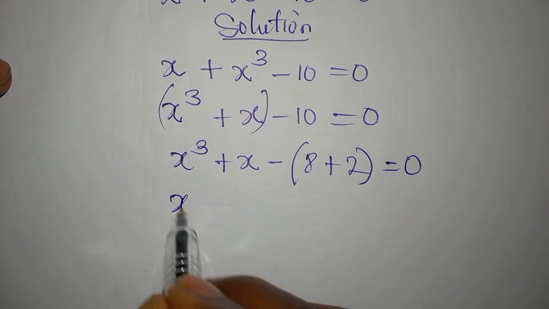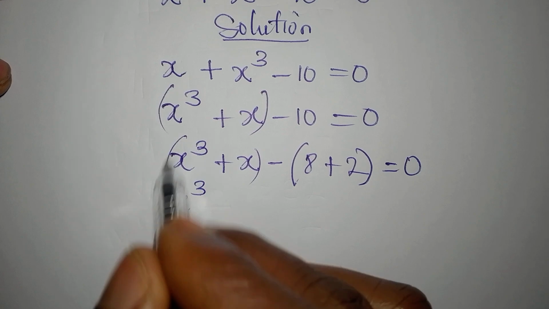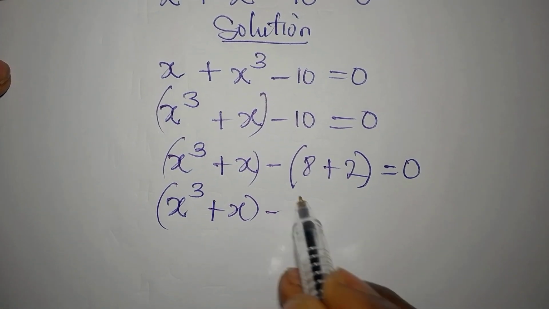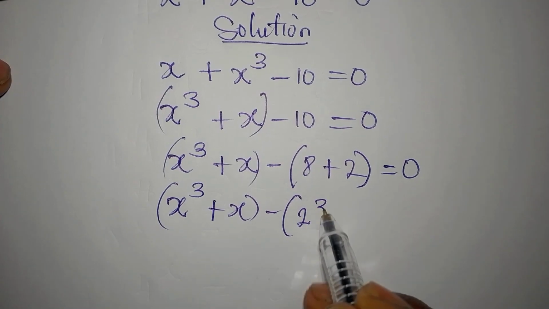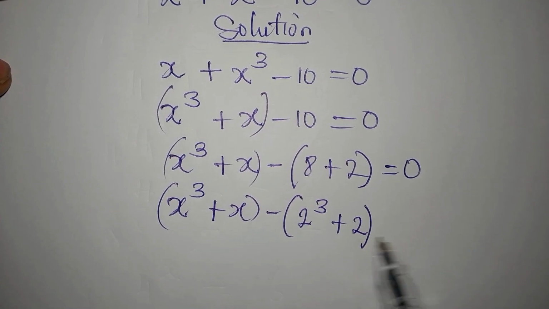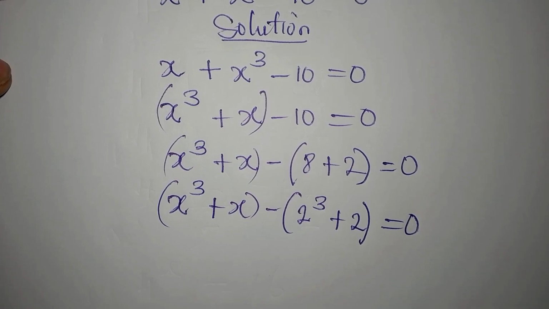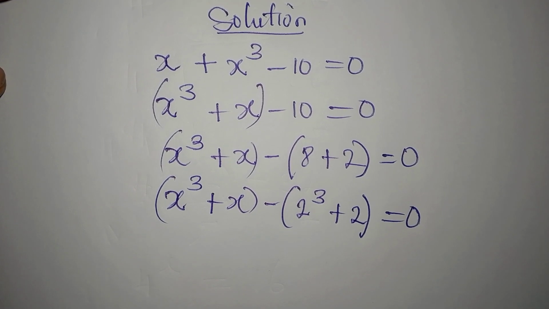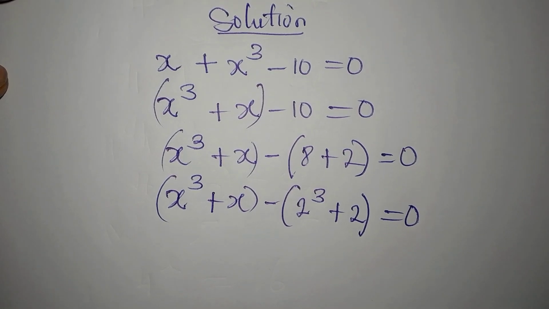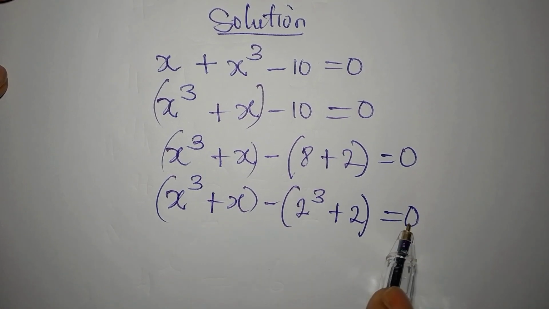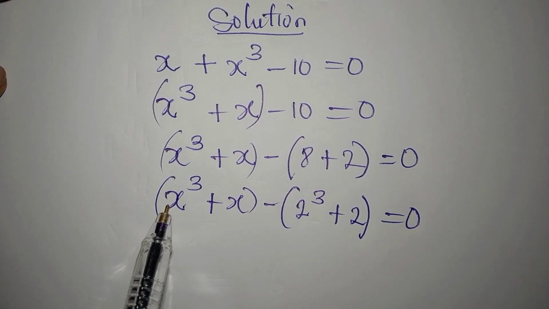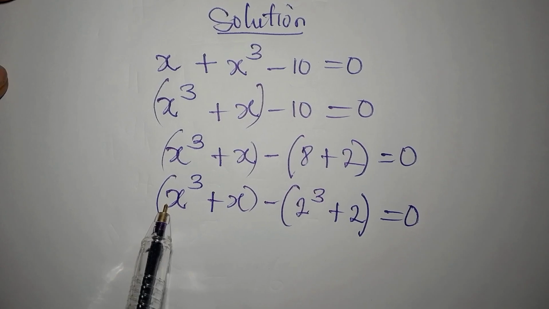So this is x to the power of 3. If you like, you can still put this in bracket. Plus x, minus 8 is 2 to the power of 3, plus 2. Everything is equal to 0. So if you look at what we have in the bracket, you see that both of them are in the same form. So if you subtract them, you're definitely having 0. And this is to confirm that x is supposed to be 2, or our x is 2.